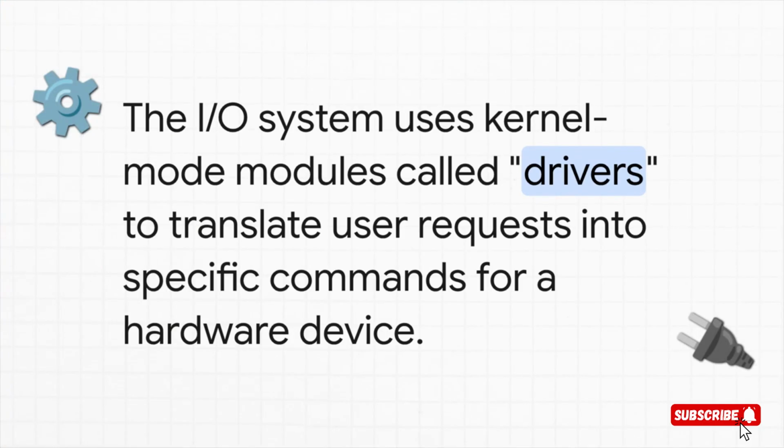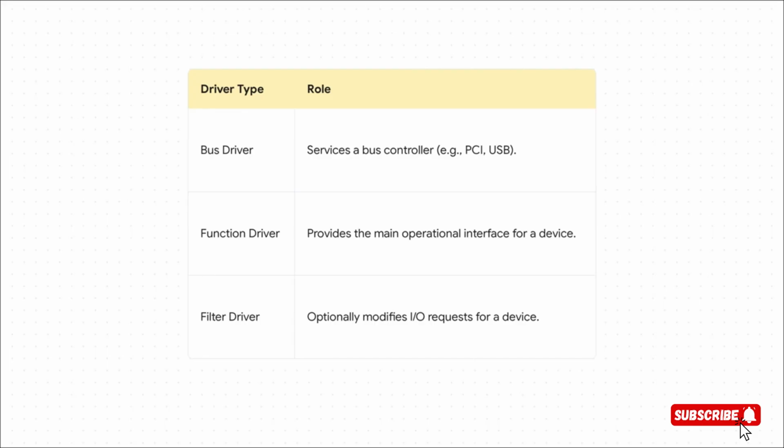Every single time your app wants to touch hardware, whether it's reading a file from your disk or just moving the mouse, it can't do it directly. It has to make a request to the I/O system. That system then uses these highly specialized kernel mode programs called drivers to translate the app's generic request into the specific low-level commands that a piece of hardware actually understands. And these drivers are often layered in what's called a driver stack, kind of like building blocks.